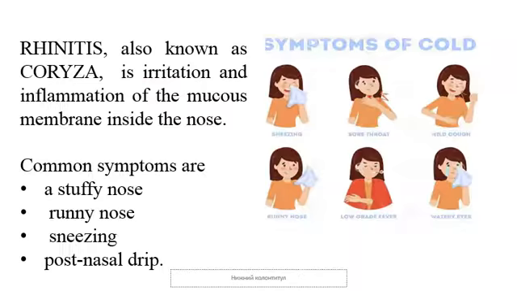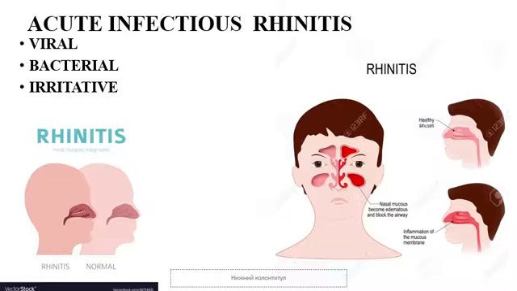The international classification code of the acute rhinitis is G00, and we can indicate this code to this term. Rhinitis, also known as coryza, is irritation and inflammation of the mucous membrane inside the nose. The common symptoms are stuffy nose, runny nose, sneezing, and postnasal drip. Acute infectious rhinitis may also happen as viral, bacterial, and irritative.